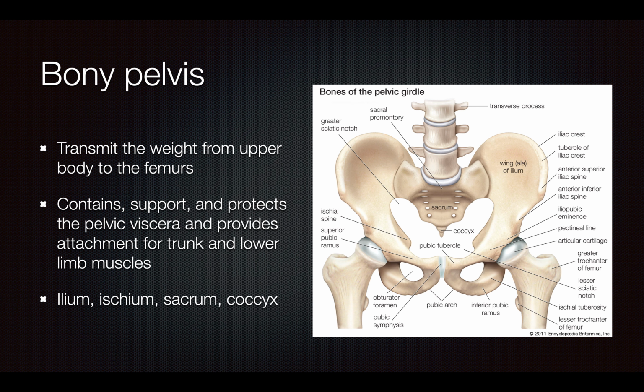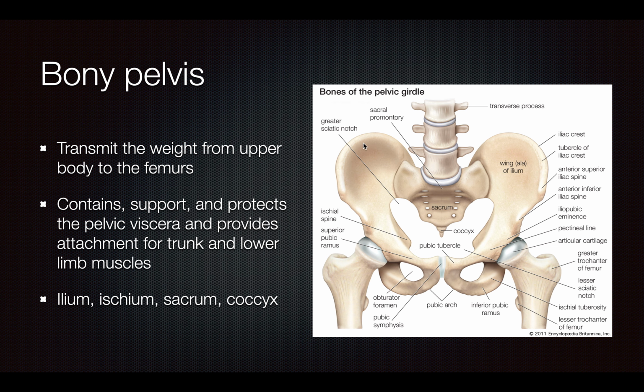Okay, part 2, the bony pelvis. The main function of the bony pelvis is to transmit the weight from the upper body to the femurs. It contains, supports, and protects the pelvic viscera and provides attachment for the trunk and lower limb muscles. It's important to know that the bony pelvis is not just one big bone, right? There are actually 4 separate bones.